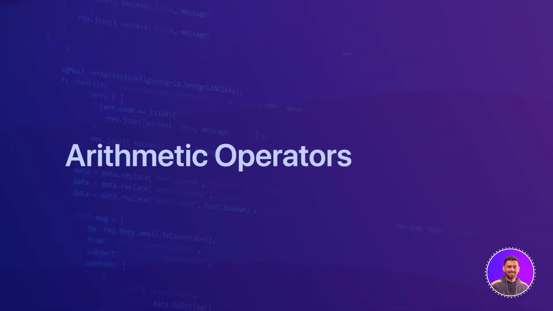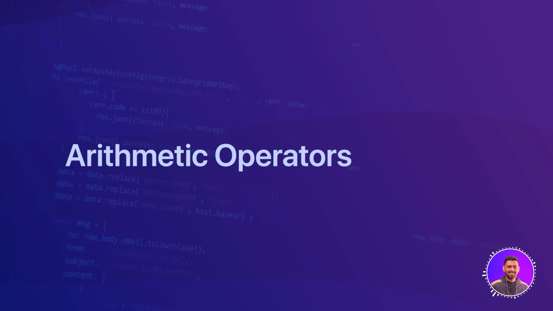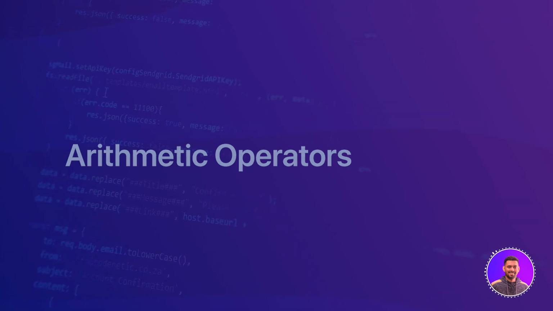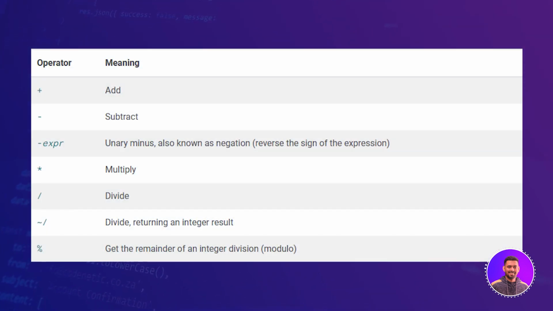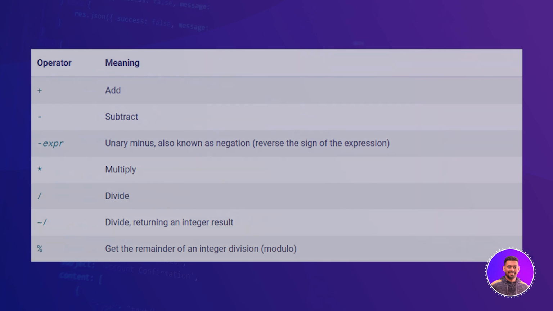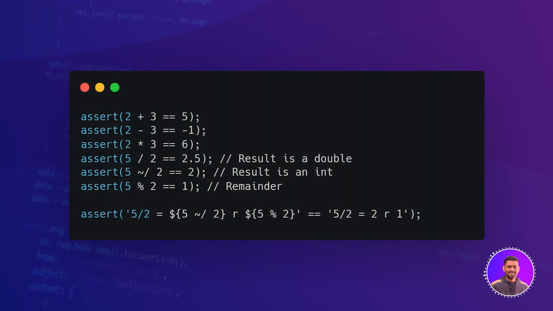Let's now talk about arithmetic operators. Dart supports the usual ones, as you can see in the table. You can add, subtract, multiply, and divide, among other operations. Here are some examples of using these arithmetic operators. Dart also supports both prefix and postfix increment and decrement operators.